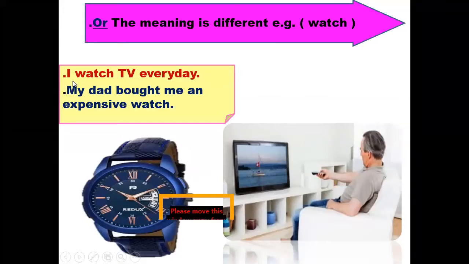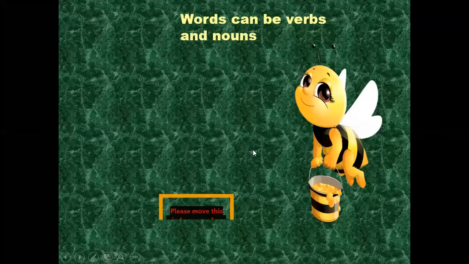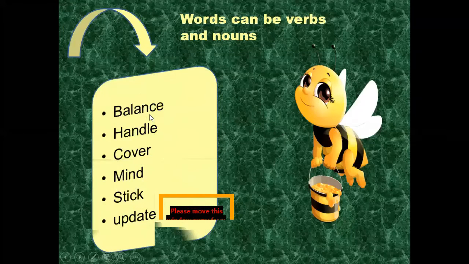I watch TV every day. Here, watch is a verb. My dad bought me an expensive watch. This is the watch. So the difference between watch as a verb and as a noun is very big. They are not the same. Then we have words that can be verbs and also nouns, like the word balance. We studied this word last session. Handle, cover, mind, stick, and update. All of these words can come as a verb or as a noun.